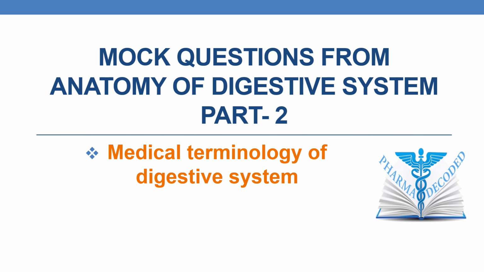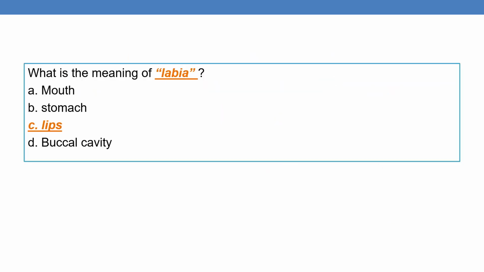Hello everyone, now let us see mock questions from Anatomy of Digestive System Part 2. In the current session, we will be discussing the questions from Medical Terminology of Digestive System. Coming to the first question, what is the meaning of labia? Labia indicates lips. So the correct option is option C.